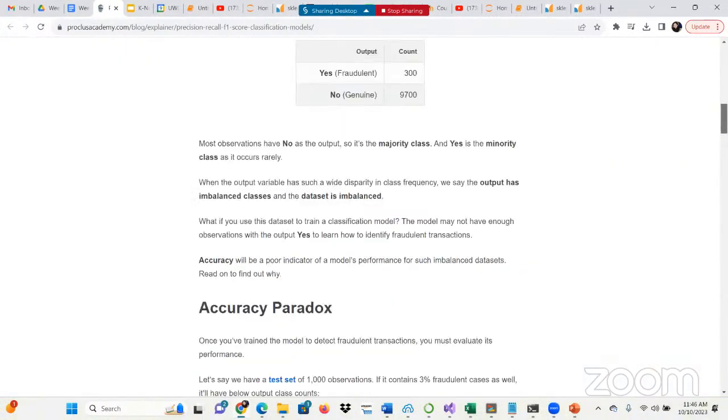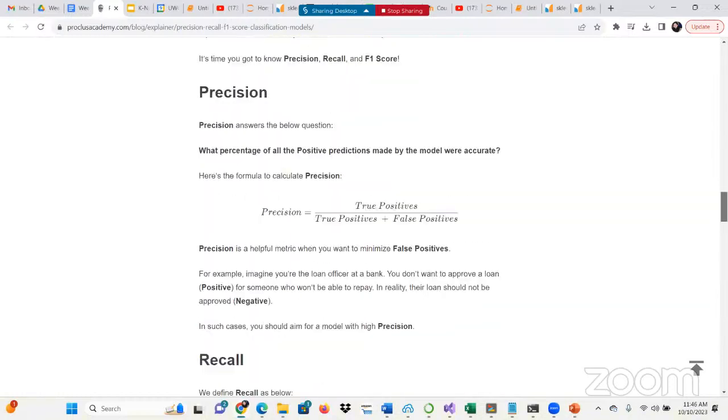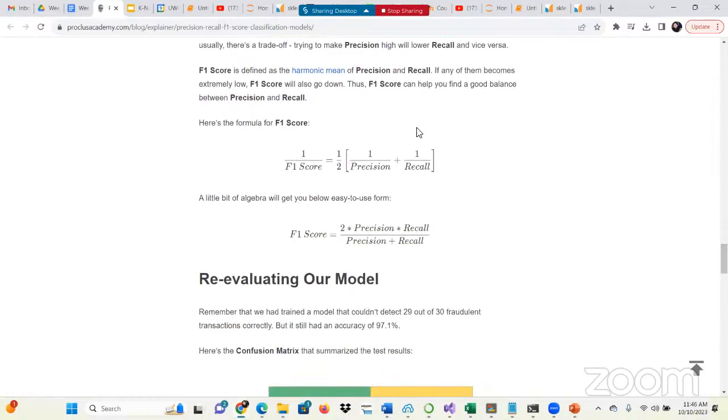So the actual equation of the F1 score is this one, okay? If the precision goes high, then the F1 score will also go high. And the recall score, same. So the F1 score is based on both the precision and the recall score. If you cannot decide which score to use, F1 is a good one.